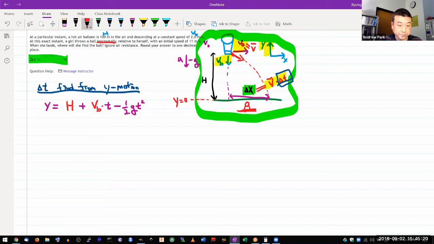The y position at the moment, so I guess t final, at the moment the ball strikes the ground, the y position is 0. That's the t final I'm looking for here. So, all right. I see I can't really simplify anything here.